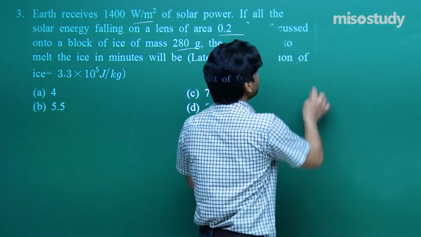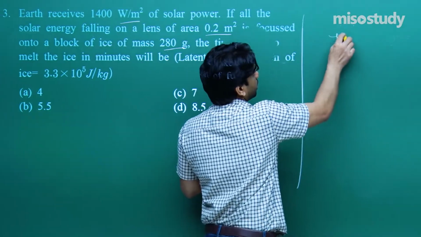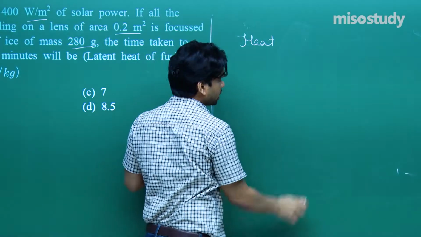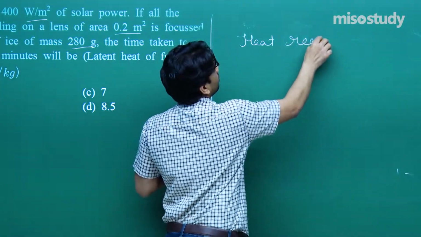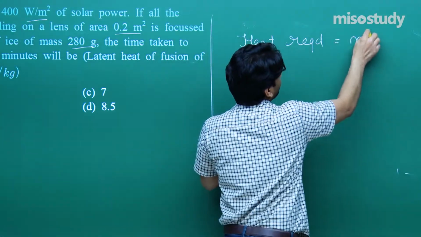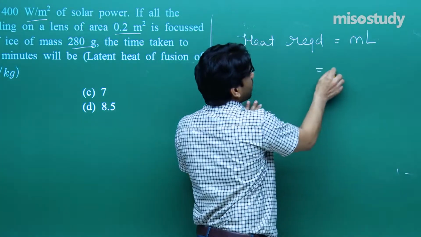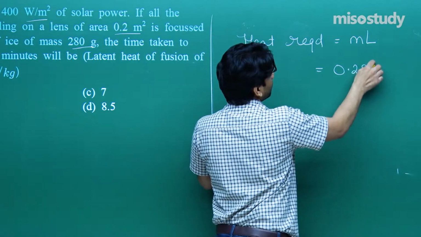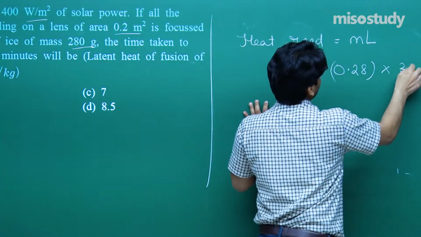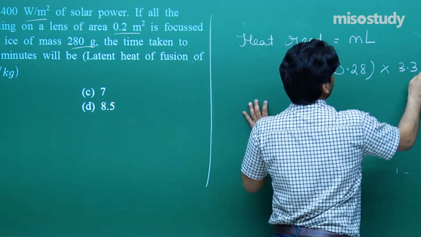Heat energy required to convert ice to water. Heat required will be mL, that is what we know. Mass is 0.28 kg, multiplied with 3.3 into 10 to the power 5 joule.